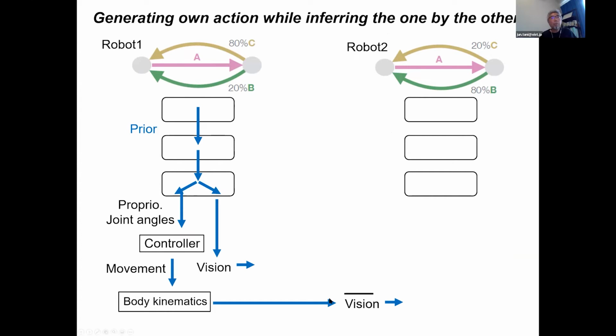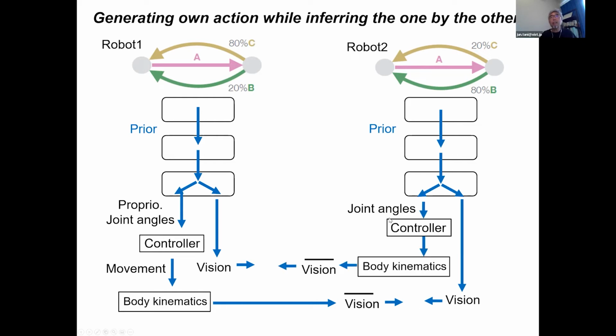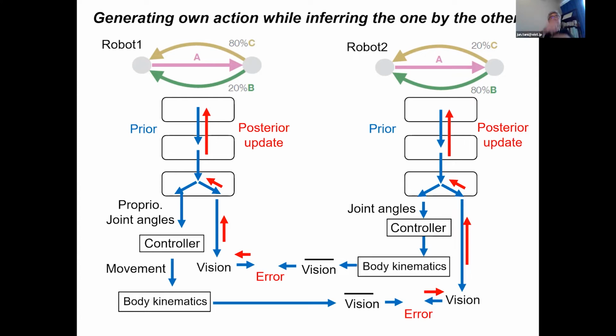The movement is generated through the body kinematics, and that body movement can be seen by the other robot. This robot also predicts the vision and compares here. The joint angle generated is activated through the controller, and the movement of this one can be seen by the other robot. Again, there is a comparison here. If there is an error, it is backpropagated in a bottom-up manner and the posterior is updated. In the same way, this robot also updates its posterior. This continues over many sensory-motor steps.